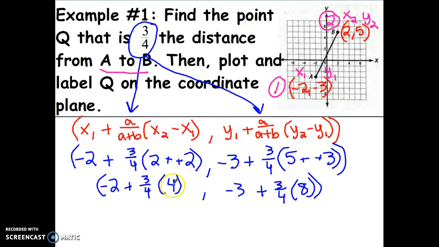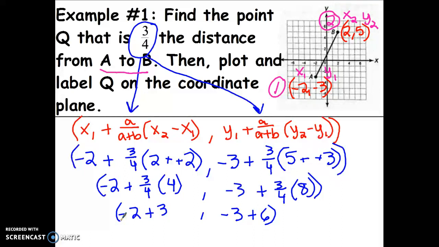So now order of operations tells us that we need to multiply first. Okay, so we're going to multiply this together. 3 times 4 is 12. 12 divided by 4 is 3. Okay, so over here we're left with -2 plus 3. And over here, 8 times 3 is 24. 24 divided by 4 is 6. So over here, we're left with -3 plus 6. So this is already looking just a lot easier than this fancy formula that we had above.